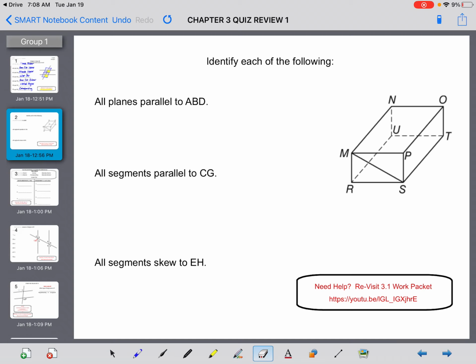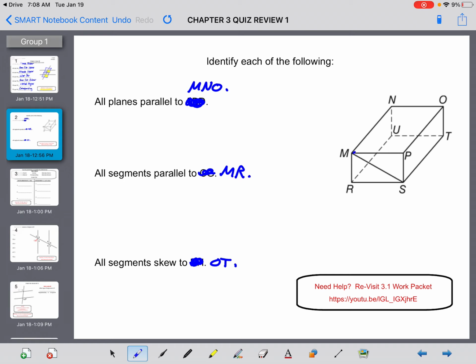The second part of your quiz, you're going to be given a figure, and you need to be able to label all planes that are parallel to, not good. Let's change these up. All planes parallel to M and O, and all segments parallel to MR, and all segments skew to OT. So make sure you make those changes. By the time you have the worksheet, they will be changed.